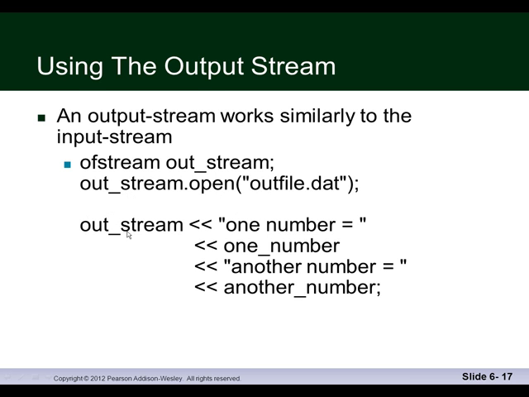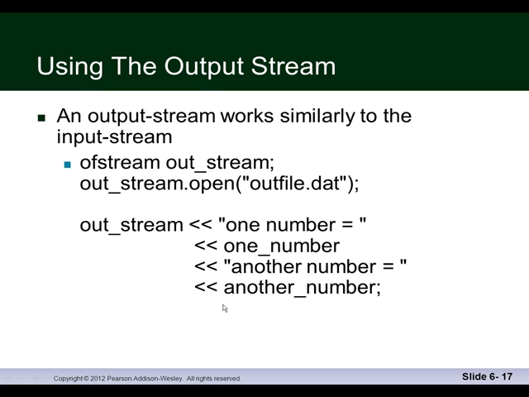Now instead of cout, I can use that one, out stream, and I'm going to print these things out. So it's going to print this one to the file, then this one, then this one, then this one. How many lines is it printing? One line. There is no endl, there is no \n, it's going to be only one line.